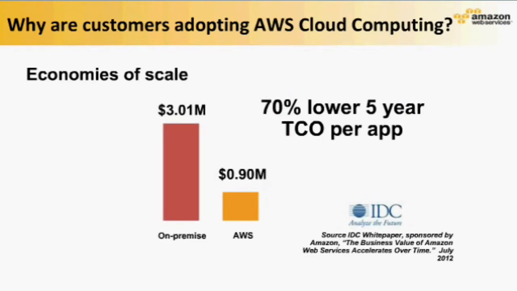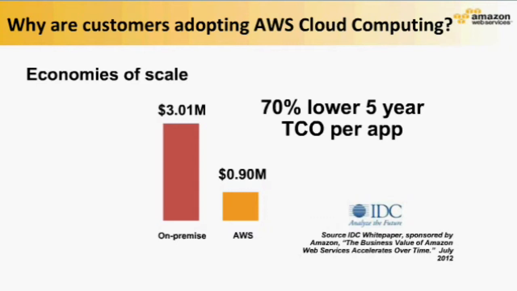IDC interviewed 11 organizations that use AWS in an effort to understand the long-term economic implications of moving their workloads over to the cloud. And as part of the study, they also looked for changes in developer productivity and agility from the business side, as well as the ability to deliver new apps that could be attributed to AWS.